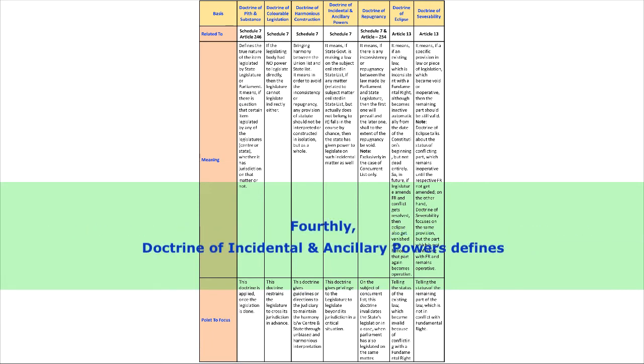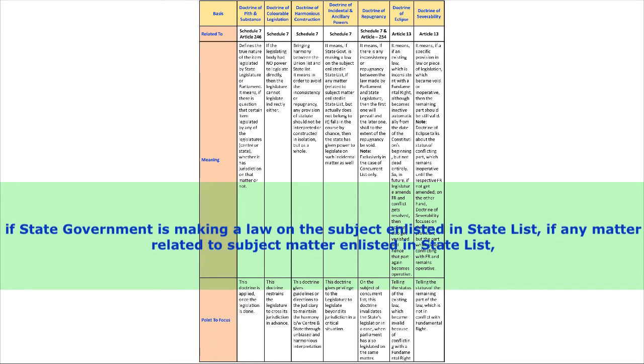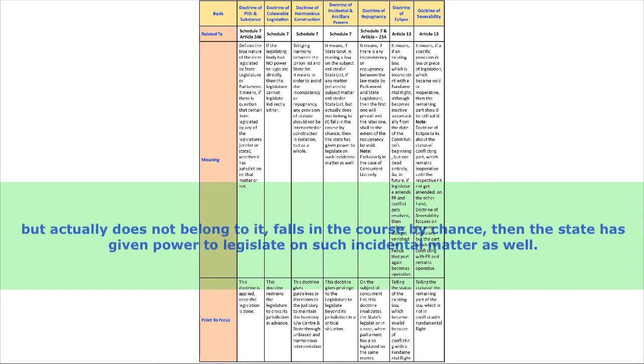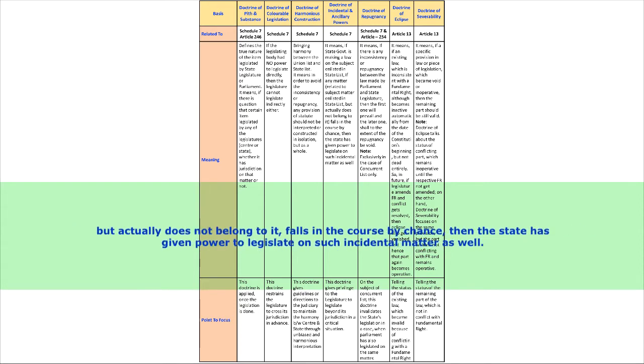Fourthly, Doctrine of Incidental and Ancillary Powers defines that if the state government is making a law on a subject enlisted in the State List, and any matter related to the subject matter enlisted in the State List, but which actually does not belong to it, falls in the course by chance, then the state is given the power to legislate on such incidental matter as well.